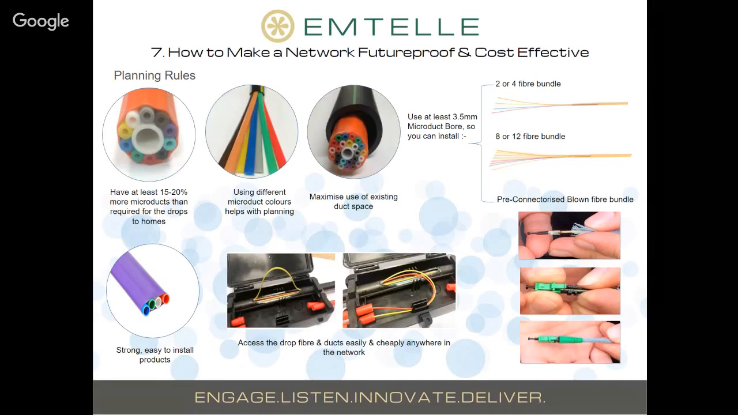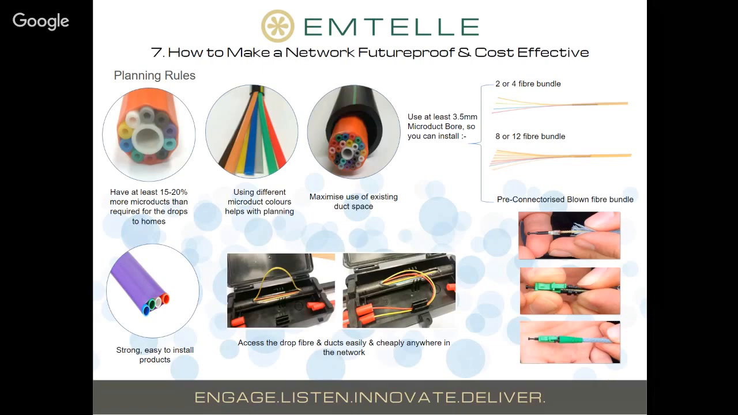Third point there is to maximise the use of existing duct space. If you can get 48 or 96 two-fibre cables down a 40mm duct instead of one high fibre count cable, that gives you a huge amount of flexibility for provisioning fibre to the home in the future. To access the microducts, all you do is window cut the 40mm duct, then you window cut the tube bundle inside.